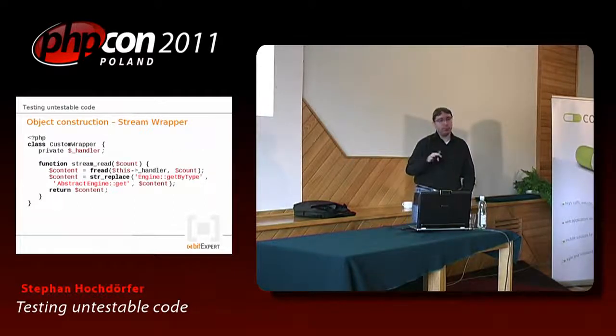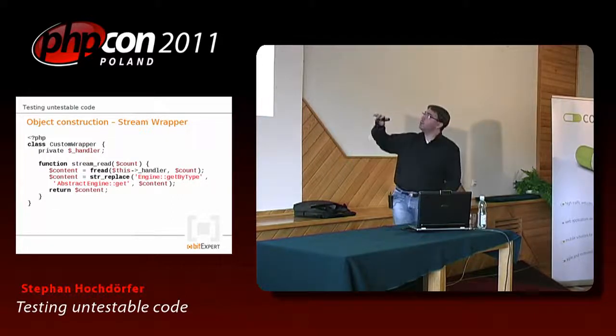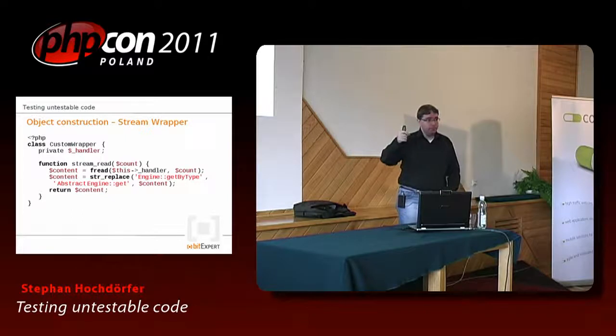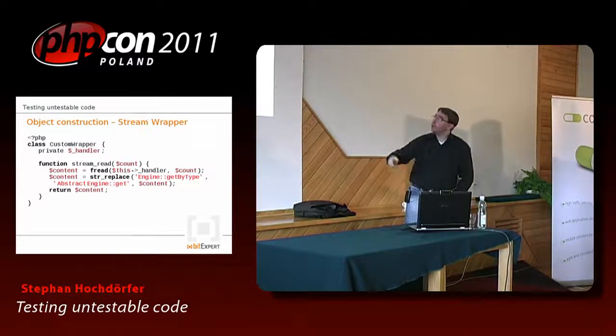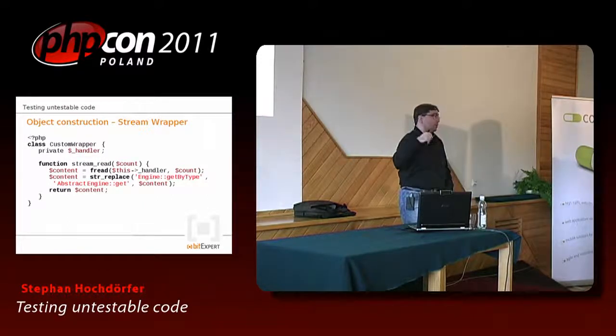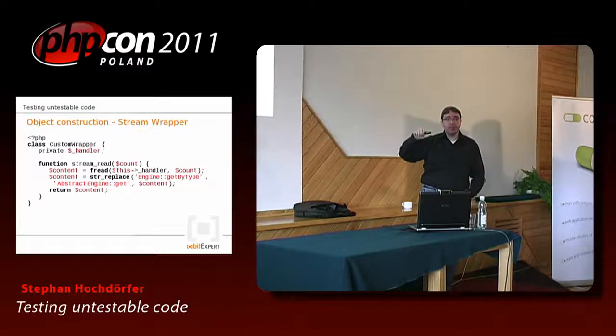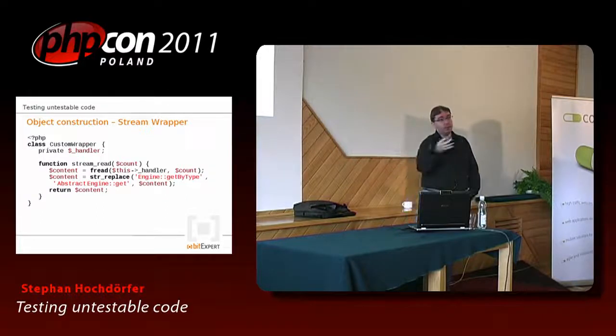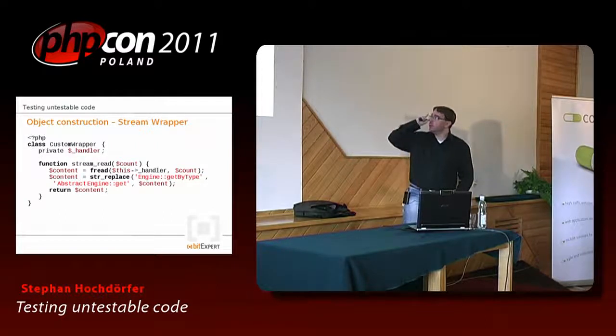You can do other cool things with stream wrappers. There is a stream read method, which is responsible for reading the contents from the file. What we can do in this case is just read the content and do a string replacement. So we search for engine get by type and replace it with abstract engine get, which is our custom implementation. Again, this is completely transparent. So the PHP interpreter has no clue what's in the file. It just got the modified content and will work with it. This is really a way of manipulating the file and making sure that it will work.